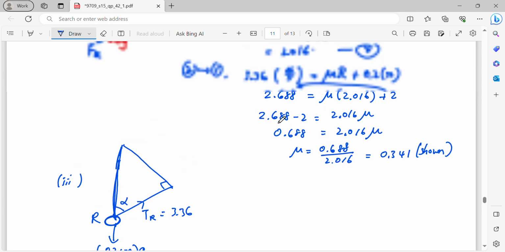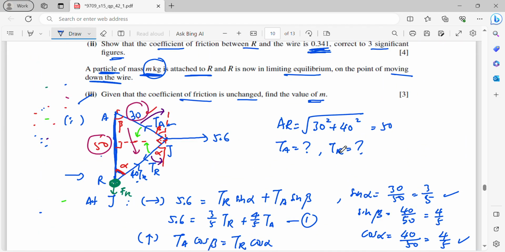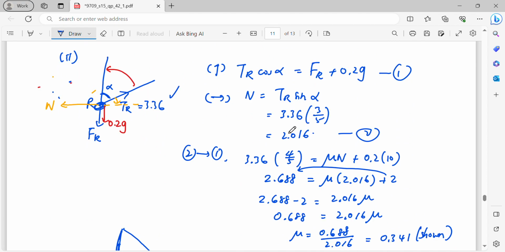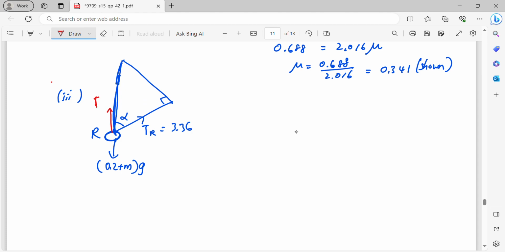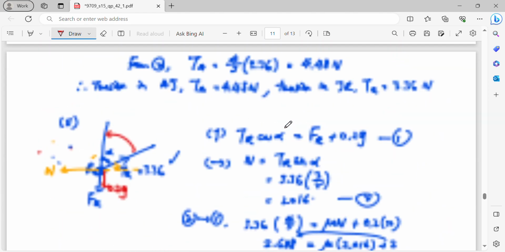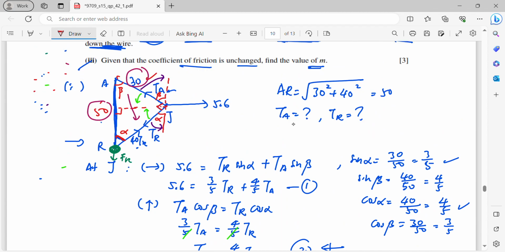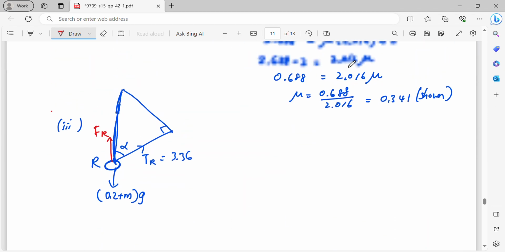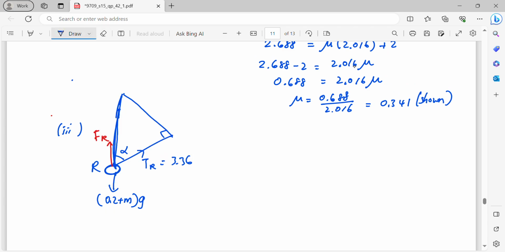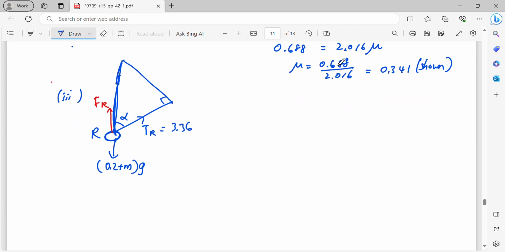Alright, now in the question it is mentioned that it is now in the limiting equilibrium and on the point of going down. So when going down, we will have the frictional force going up, right, pointing up. This is our frictional force, so Fr. And it's mentioned that the mu is unchanged. Coefficient of friction is unchanged. Find the m. So from here, to get this solution, what I need to do is I will use back the Newton's second law, F equals to ma. So F equals to ma.